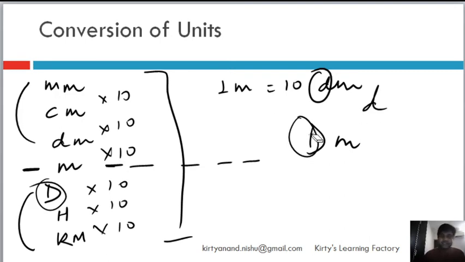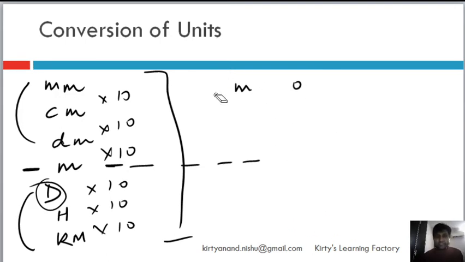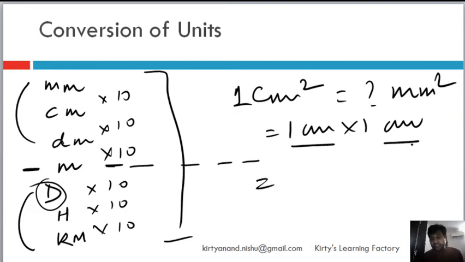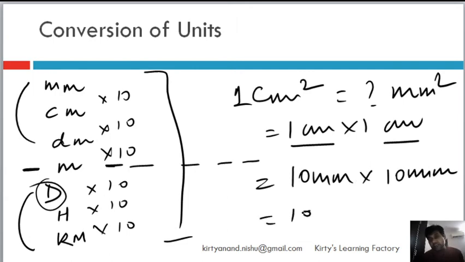Okay, these are a little things you should know. When we are calculating area, sometimes we say 1 centimeter square, which is basically 1 centimeter into 1 centimeter. Now if I have to express it as millimeter square, I will put 1 centimeter into 1 centimeter, and then replace 1 centimeter with millimeters. So 1 centimeter has 10 millimeters, right? And then again it has 10 millimeters. So I will get 100 millimeter square.